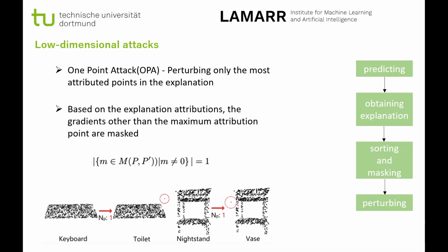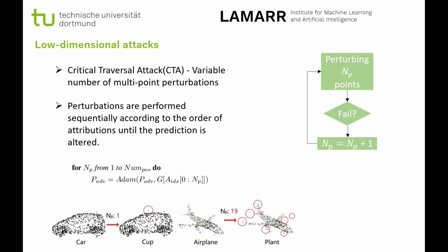The attack method is intuitive. We are only interested in those critical points, and therefore only perturb the points with the largest attribution in the explanations generated by IG, while the other gradients are masked. CTA is a multi-point attack method that traverses the top k critical points in reverse order, starting with the most important one, until the prediction label changes.